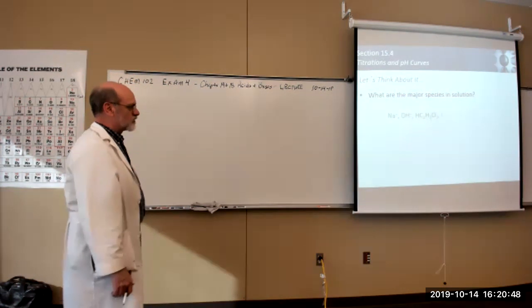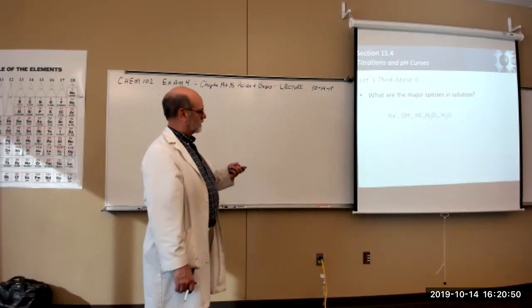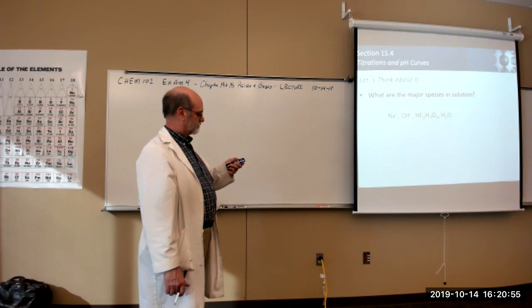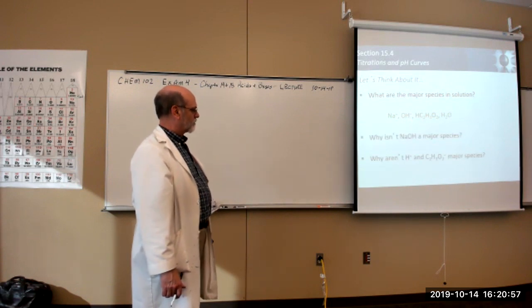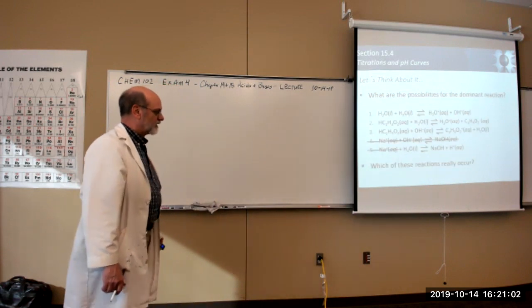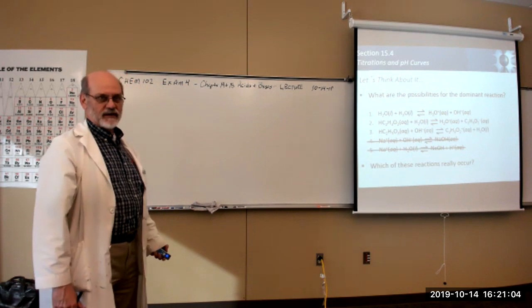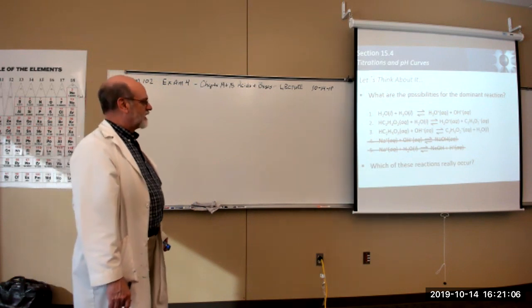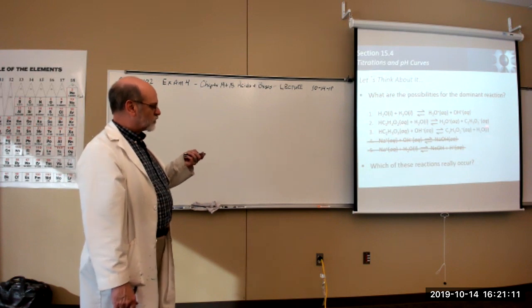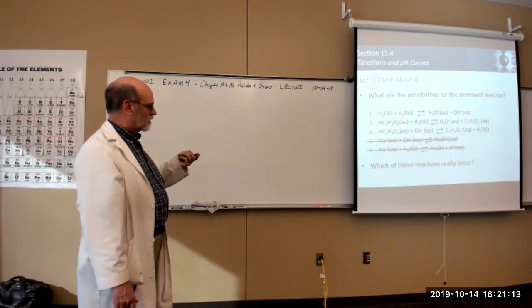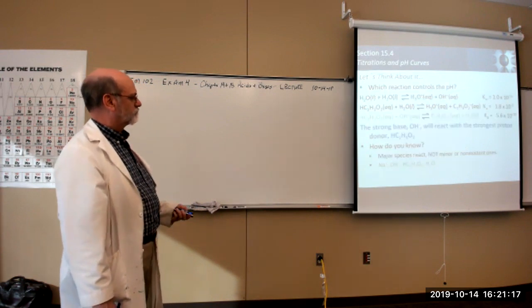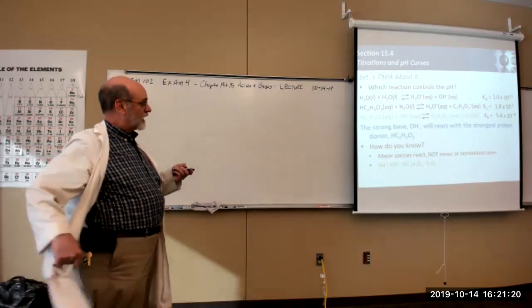So the major species we start with are these, right? That one predominantly. There are other possibilities, but those are negligible, so we get rid of them. And then we look for this reaction. This one is the one that dominates. And here's how we know.